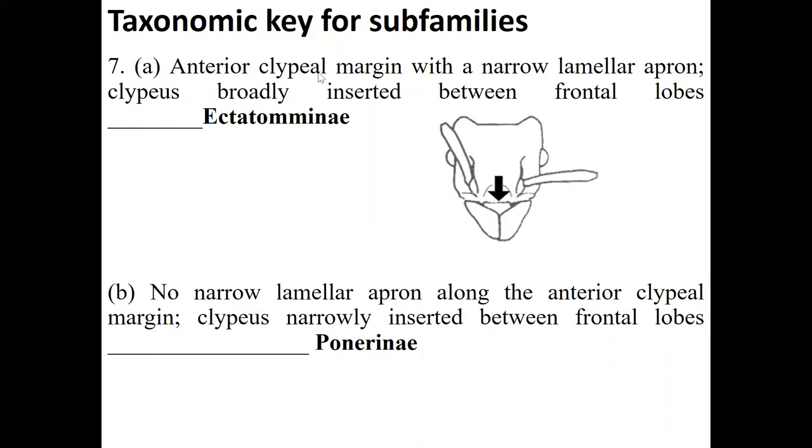And then anterior clypeal margin with a narrow lamellar apron, this one. This is the clypeal margin. It's with a narrow lamellar apron. If so, that is a member of subfamily Ectatomminae. If there is no such narrow lamellar apron along the anterior clypeal margin and clypeus narrowly inserted between frontal lobes, what does that mean? From here to here, it's considered as broadly inserted.